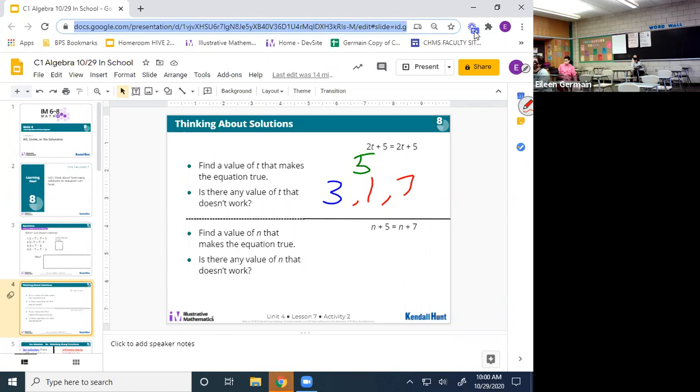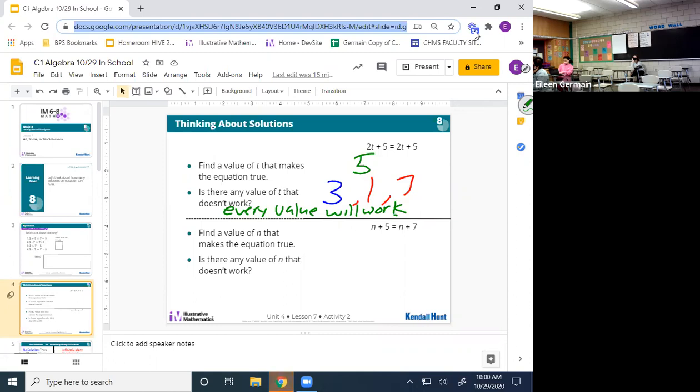And then let's look at that second question. Is there any value that doesn't work? Ian, what do you think? No, there is no value that doesn't work because whatever we're doing, we're taking that same number, we're multiplying by 2, and then we're adding 5 to it. So every value is going to work there. Okay, so every value will work here.